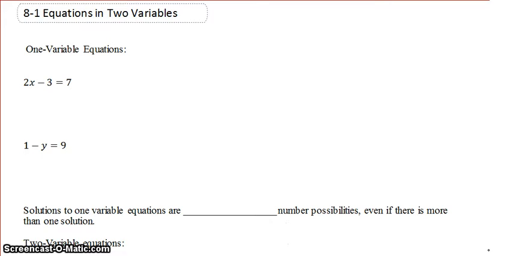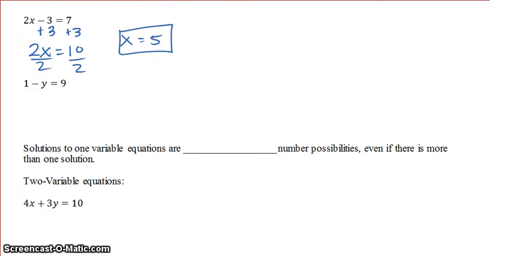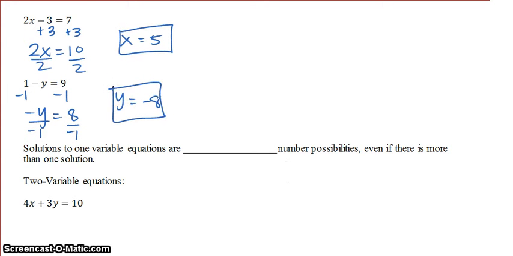So we've had one variable equations that we've used. So like if you have 2x minus 3 equals 7, we can add 3 to that. Hopefully y'all remember. So we get 2x equals 10 and then divide by 2. So we end up getting x equals 5. Solved one variable equations. And then subtract 1, negative y equals 8, divide by a negative 1, so that gives us y equals negative 8. So hopefully by now we can easily solve one variable equations.